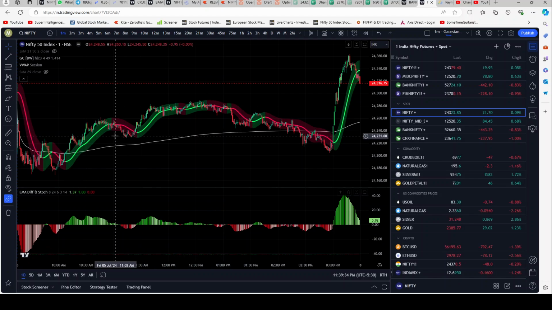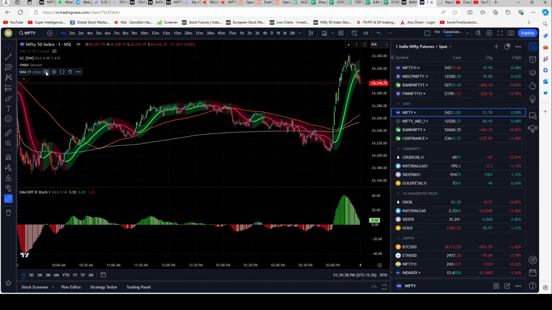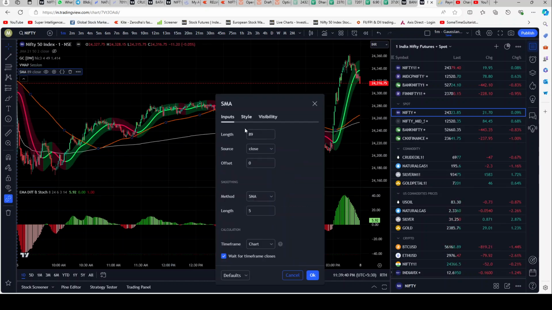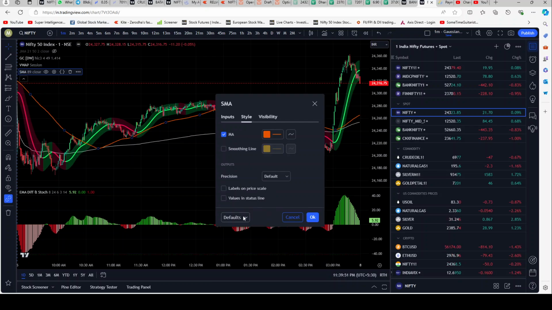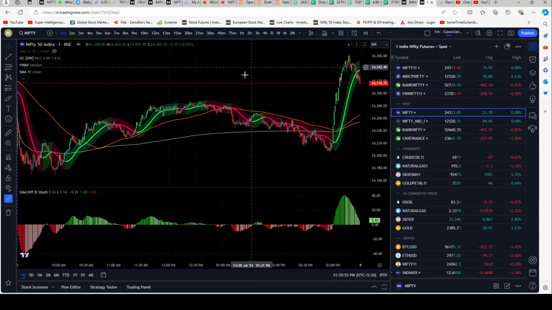Apart from VWAP, if you want, you can have SMA, that is simple moving average, 89 as well. This is just a simple moving average. I think the default value it comes with is 9. I use it at 89 because it's easy for me to remember. My channel also is 89. My setting for simple moving average is 89, and I save this as default. All right, so every time I use it, it comes up the way it is.